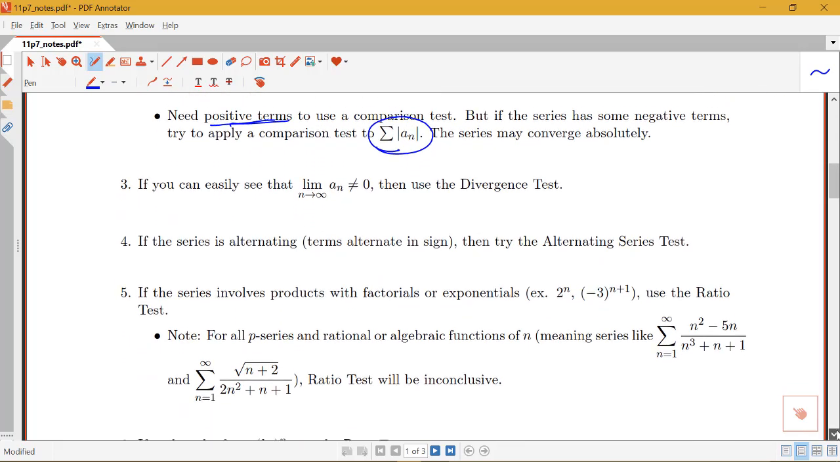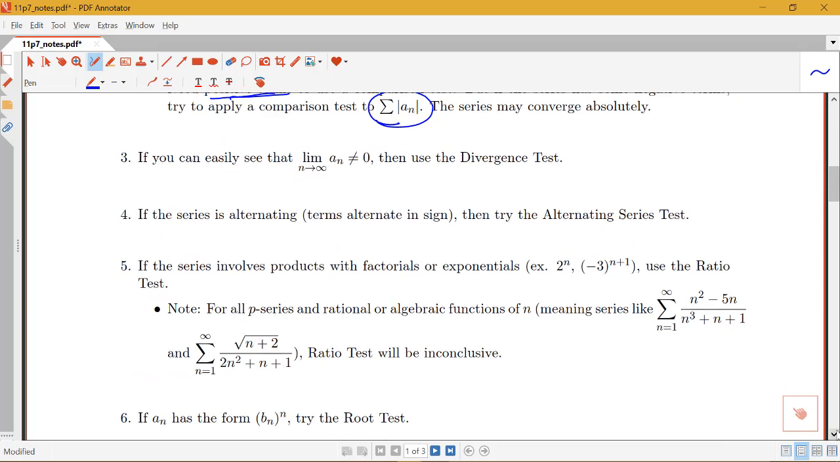So next kind of easy thing to check is, can you see that the limit of the terms are not going to 0? If your terms are not going to 0, then you can go ahead and apply the divergence test. Most of the time your terms are going to go to 0 and the divergence test won't be helpful. But if you can see that the terms are going to some number other than 0, divergence test is good to use then. If your terms alternate, positive, negative, we're going to try the alternating series test.